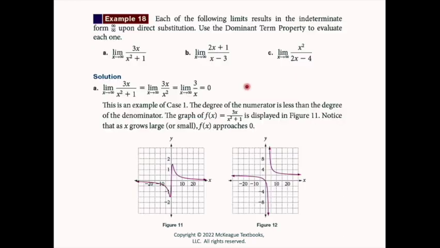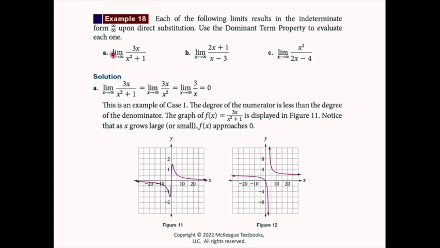So now we're going to do some more examples. Each of the following limits results in the indeterminate form infinity over infinity when we do direct substitution. We're going to use the dominant term property to evaluate each of these limits.